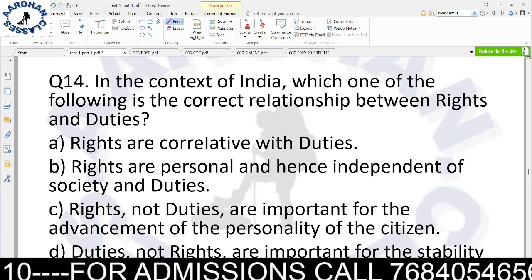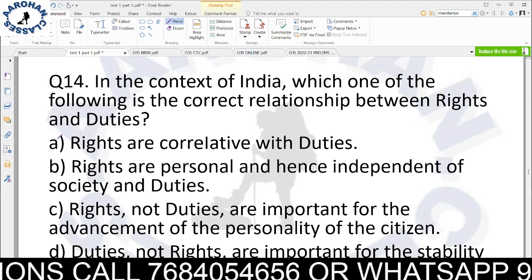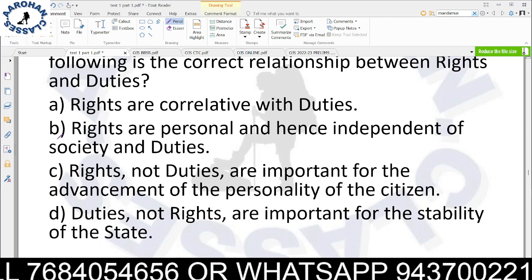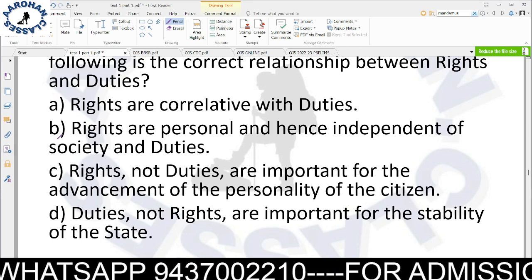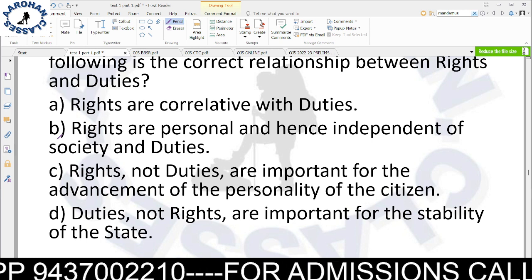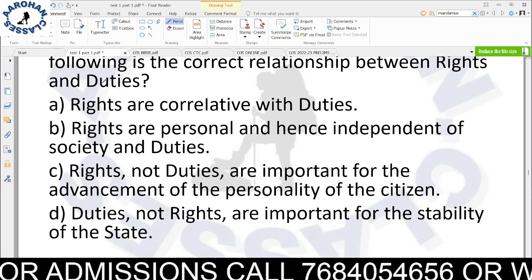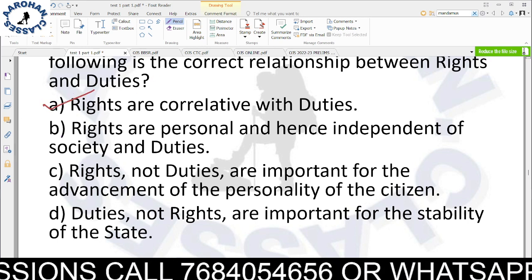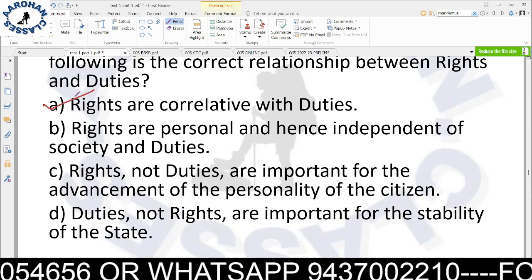In context of India, which of the following is correct relationship between rights and duties? Okay, so just go through the options. Answer is A, that is they are correlative with duties. So this is the most appropriate answer.